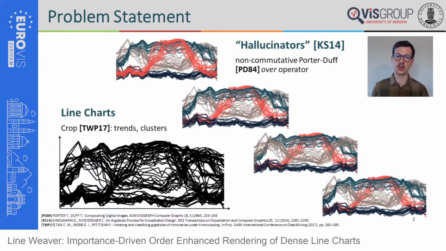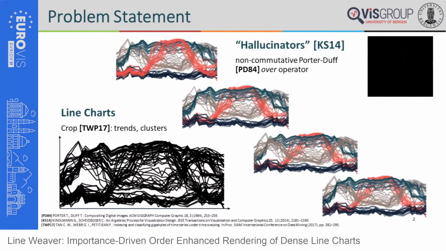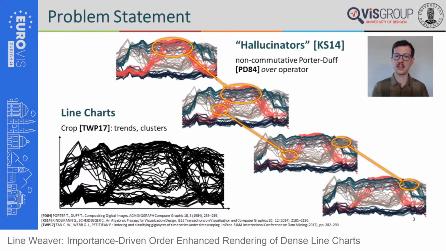Unfortunately, the blending order is currently either ignored or naively used, for example, assuming it is implicitly given by the order in which the data was saved in a file. This is common practice with standard visualization tools, such as Tableau, and as you can see here, even in PowerPoint. Due to the non-commutativity of classic alpha blending, this results in misleading and possibly even contradicting visualizations of the same underlying dataset. The terminology of the algebraic model for visualization design proposed by Kindlmann and Scheidegger explicitly refers to this as so-called hallucinators.